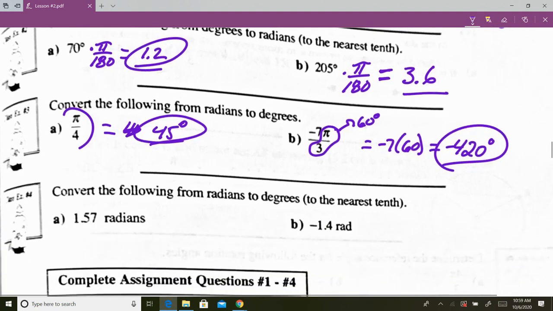And then the last bit, 1.57 rads. We want to go to degrees. So we're going to multiply that by 180 divided by pi. So 1.57 times 180, divided by the pi button on your calculator. Please tell me the answer. And do the next one as well.